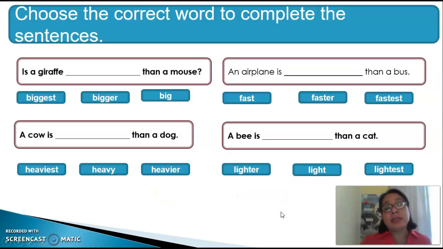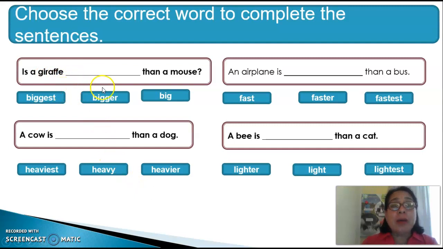Now, we have this activity. You can do this activity in your PowerPoint presentation. It's not necessary to copy it in your notebook. Well, first, let's read the instructions. Choose the correct word to complete the sentences. As you can see, these words are adjectives. One of them is in comparative and another is in superlative form. But we are working with comparative adjectives, okay?